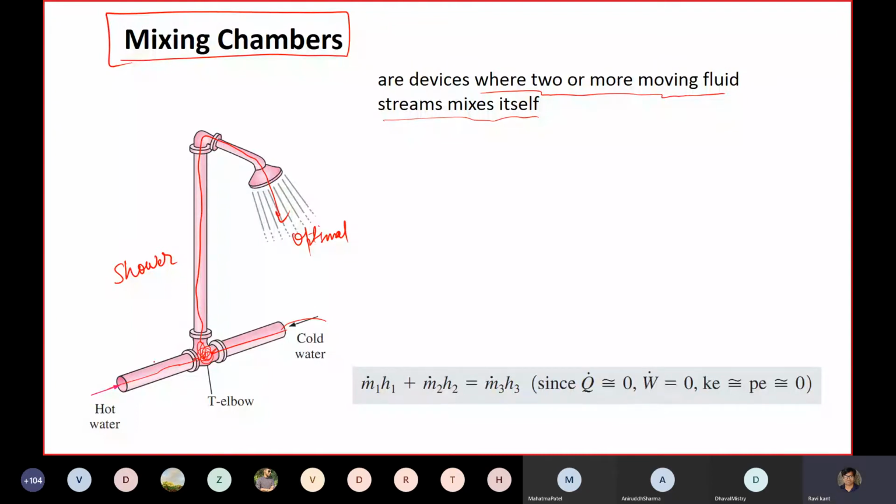These are called mixing chambers, and one example of a mixing chamber is the T elbow or Y elbow. You may encounter these kinds of elbows. So an elbow is essentially your mixing chamber. Now when we talk about the mass and energy analysis across this mixing chamber.